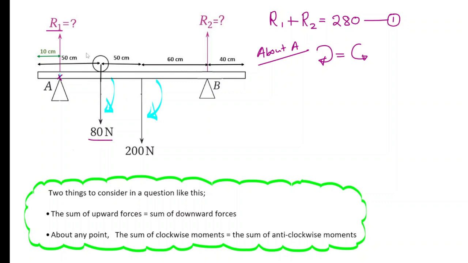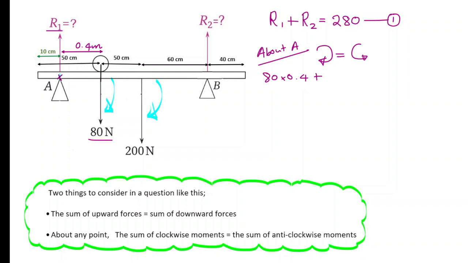But remember, it's the distance from the pivot. 50 centimeters is from the end. This short bit is 10 centimeters. This length here is from my pivot, point A, to the 80 newton force. That is 40 centimeters, so 0.4 meters. So the moment of this one is 80 times 0.4. 80 multiplied by 0.4.